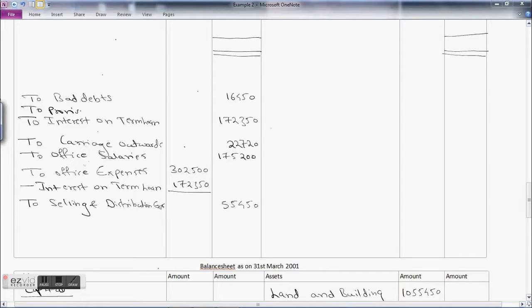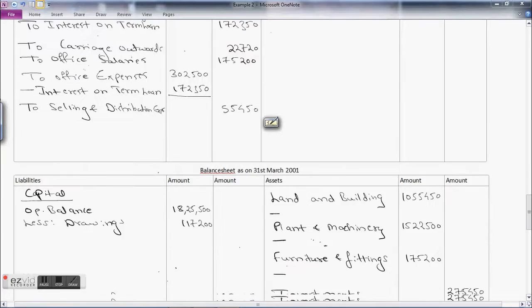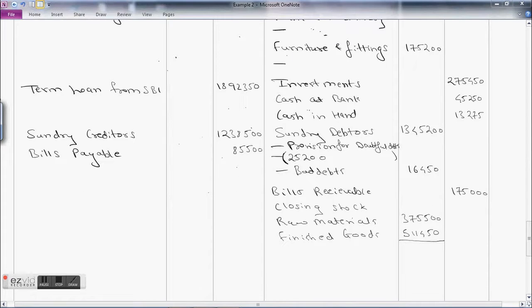To provision for doubtful debts 8019, and then here provision for doubtful debts we have to add 8019. So the total provision for doubtful debts will be reduced from your debtors account. Okay, so that makes it 33,219.